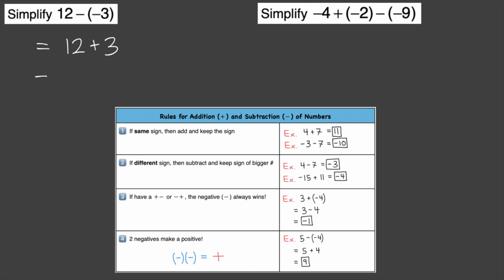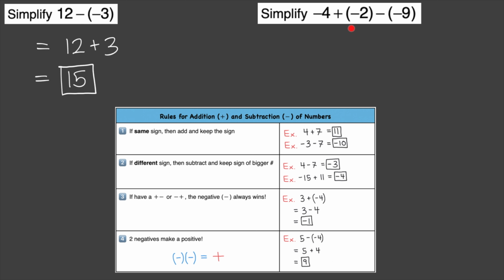And then the 12 and the 3 have the same sign. So we're going to look at rule number 1. If they have the same sign, then we add and keep the sign. So we just add these two numbers and keep the positive sign because they're both positive. 12 plus 3 is simply 15, and it's positive 15.